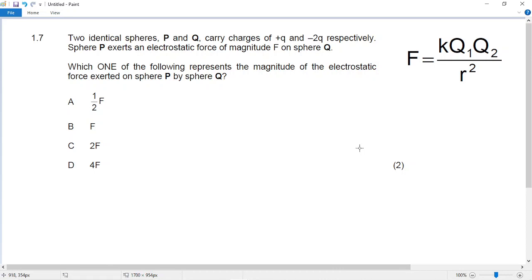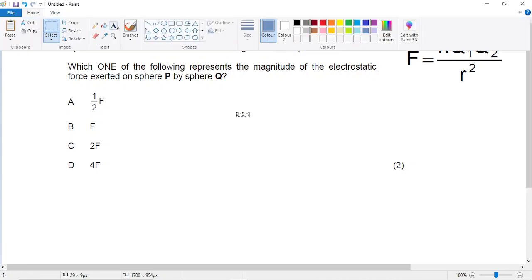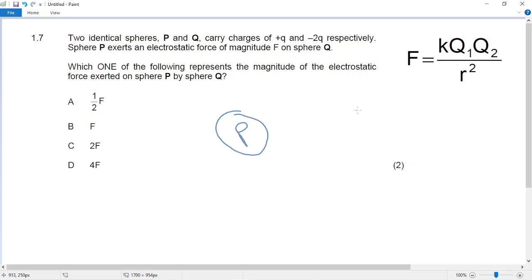Now we come to 1.7. It says to you two identical spheres, P and Q. Look at these lovely spheres. P and Q carry charges of plus Q and negative 2Q respectively. Sphere P exerts an electrostatic force of magnitude F on sphere Q. Which one of the following represents the magnitude of the electrostatic force exerted on sphere P by sphere Q?